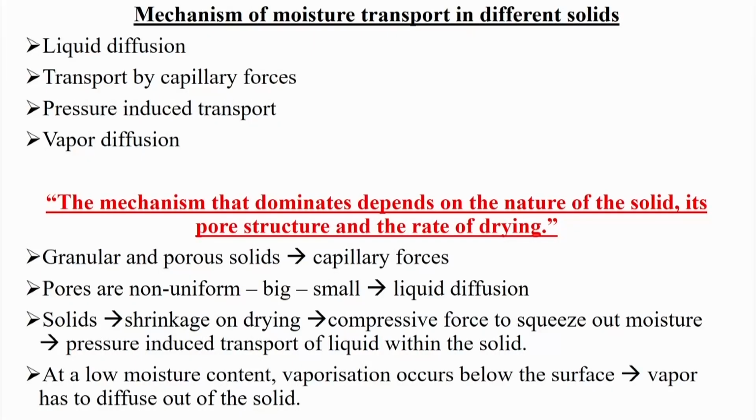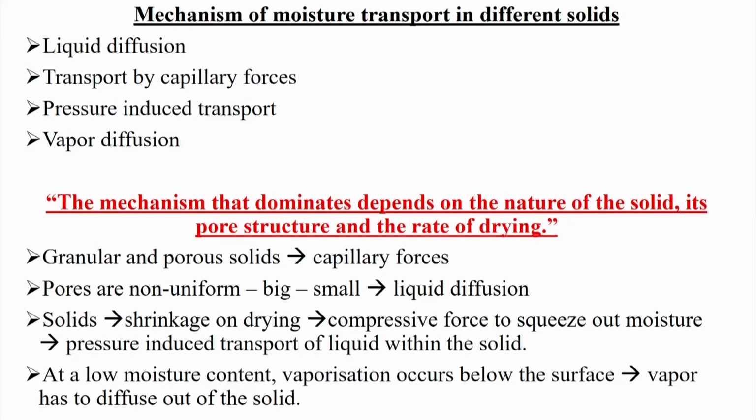And the fourth one is the vapor diffusion that we discussed now, that is, if heat is supplied from one side and vapor is coming out from the other side. But we need to remember that the mechanism that dominates depends on the nature of the solid, its pore structure and the rate of drying. Like in granular and porous solids, the capillary forces will be the guiding transport mechanism. If the pores are non-uniform, maybe big, maybe small, then liquid diffusion will be the controlling mechanism.